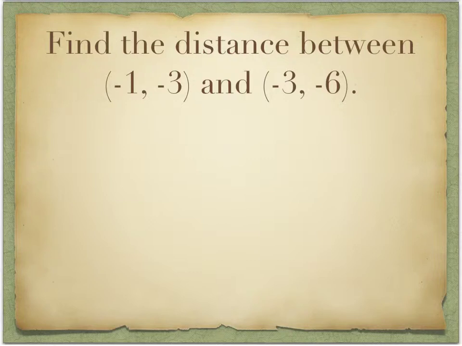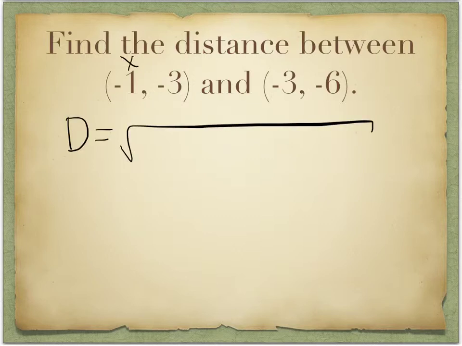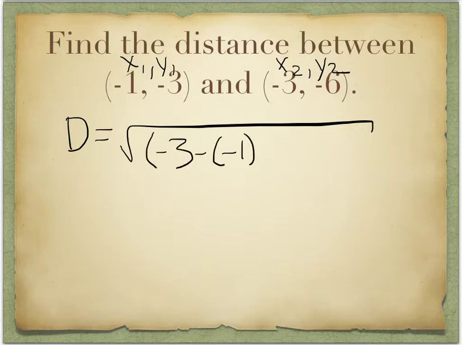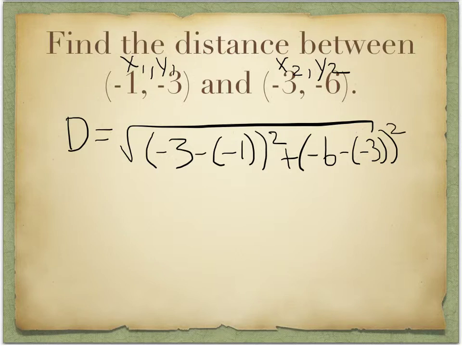So now let's pause the video and you try this one. Okay, so let's find the distance. And again, if it makes you feel better, you can label them above it so that you remember which one is x1 and which one is x2. Then we plug it in: negative 3 minus a negative 1 squared plus negative 6 minus a negative 3 squared. Let's fix that square root sign.